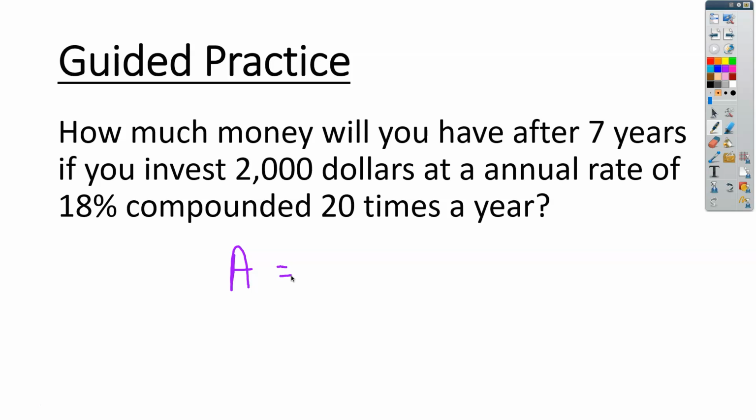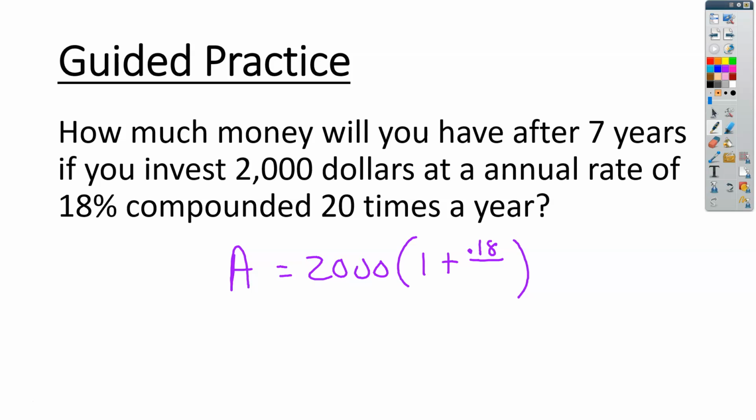Ready? So, Alicia, what do I write first? Close. 2000. I did. All right. 1 plus. All right. I'm going to ask Nelson. What do I write next? 0.18. I'll take that. That's good enough.